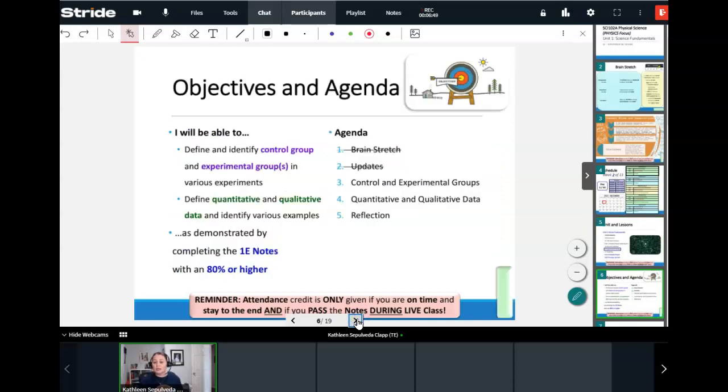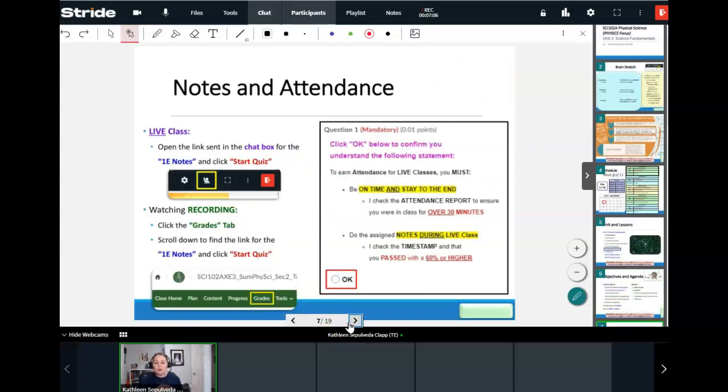Okay, so let's talk about what we're going to be doing today. We're going to define and identify control groups and experimental groups in various experiments. We're going to define what quantitative and qualitative data is and identify various examples. And we're going to do this all through our notes. So let's jump into this right now.